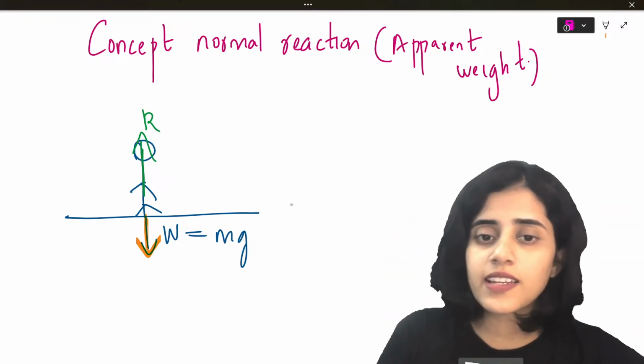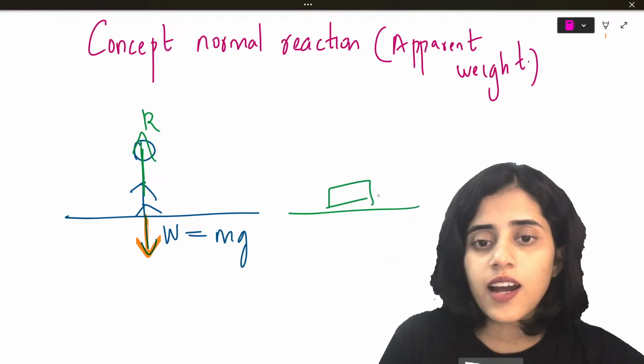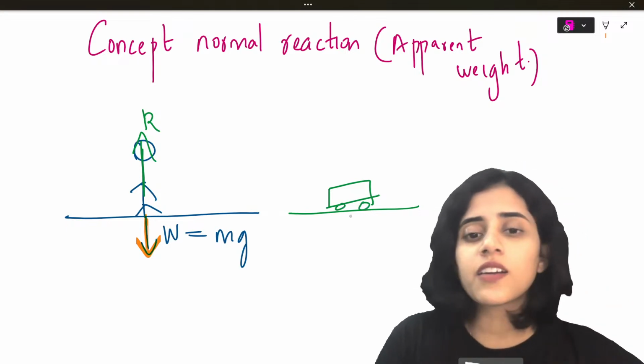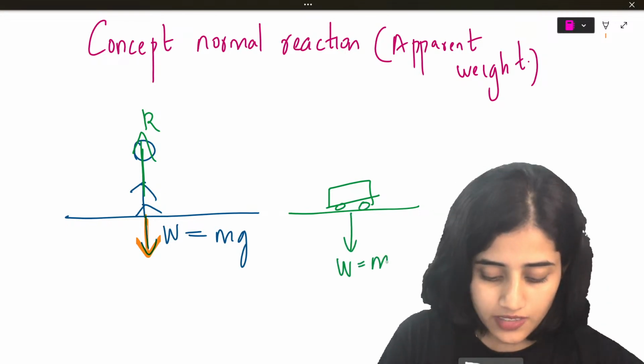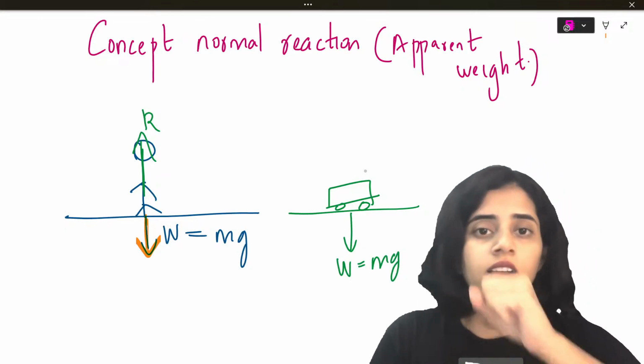Now, let's take an example of a car. So, there's a car. This car also has weight, which is mg acting downwards.